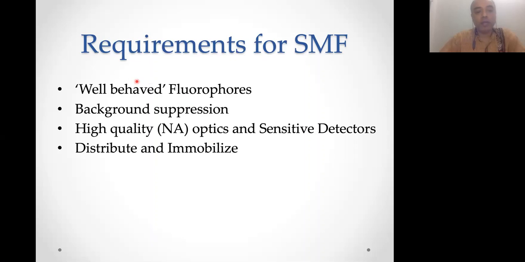You need well-behaved fluorophores, and I'll come back to the details of what I mean by well-behaved. You need background suppression. I will again explain why background suppression is very, very important and how you do it. You need high quality optics, and by that I mean not only transmission of the system, but also numerical aperture, which allows you to collect the largest number of photons possible from the same single molecules. And you need sensitive detectors, which most of the time have to be sensitive to single photons.